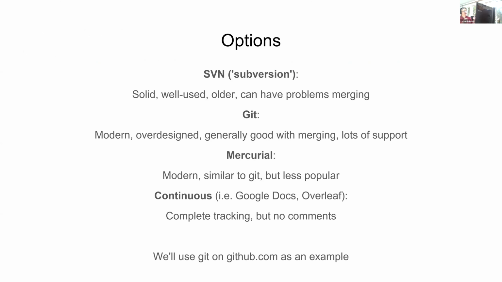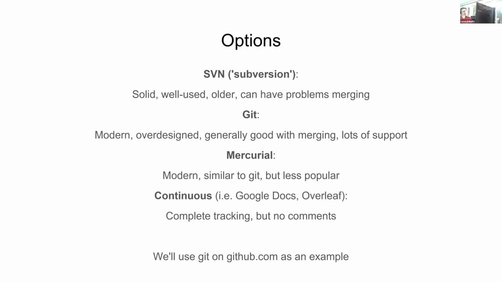There's several different options. I've listed SVN as the first one, even though that's probably not what you'll use. SVN, or Subversion, is solid. It's well used. It's older. And it can have problems merging. Like if one person tries to do one thing with the source and someone else tries to do something else with the source, and then you say okay, now we need to merge them back together and make one version.